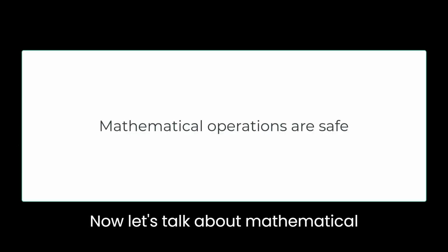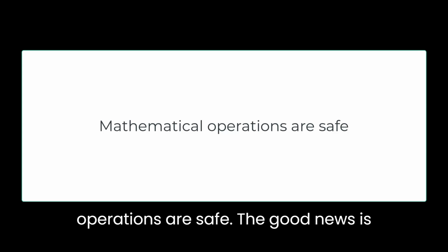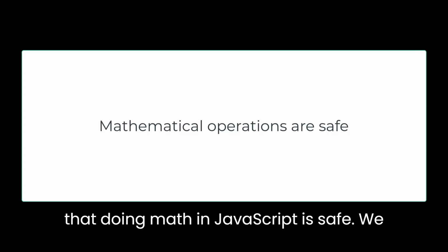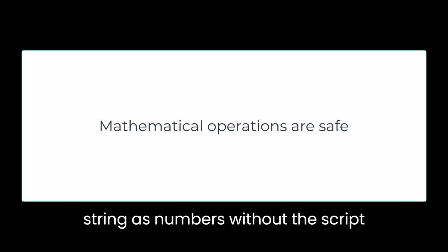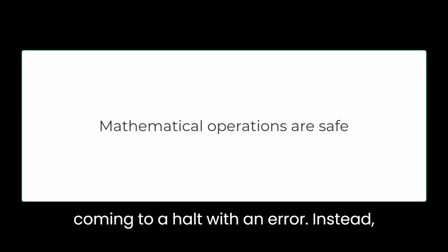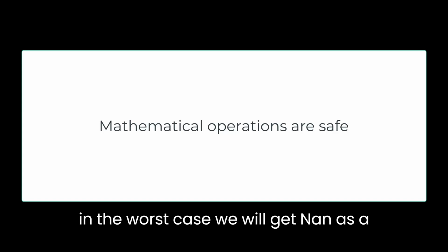Now let's talk about how mathematical operations are safe. The good news is that doing math in JavaScript is safe. We can perform various operations like dividing by 0 or treating non-numeric strings as numbers without the script coming to a halt with an error. Instead, in the worst case, we will get NaN as a result.